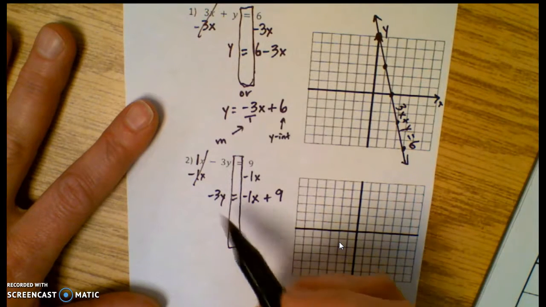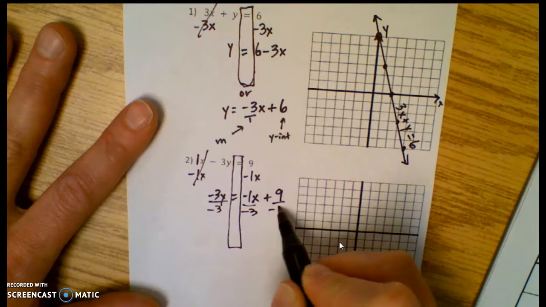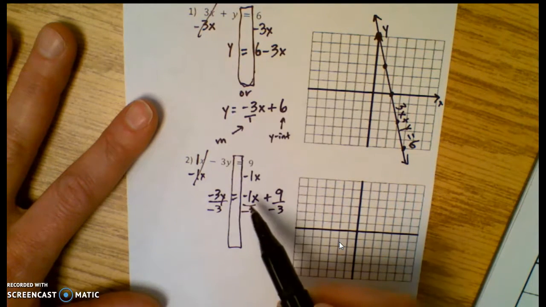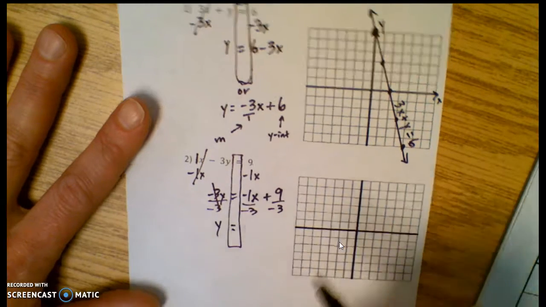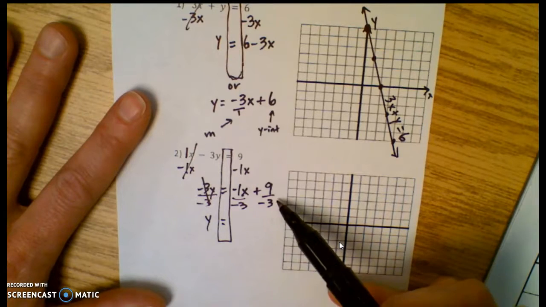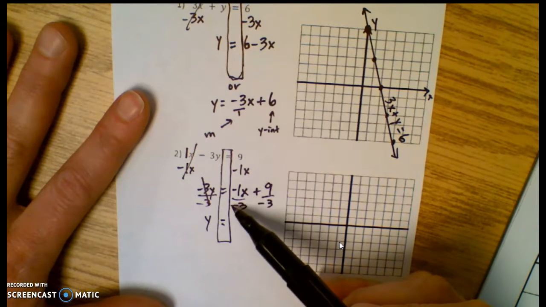It's stuck to it by timesing, so we're going to divide. What I want you to notice is I've divided each term by -3. That's what needs to happen when you're solving an equation. It has to be even all the way across the board. So this, -1x divided by -3.